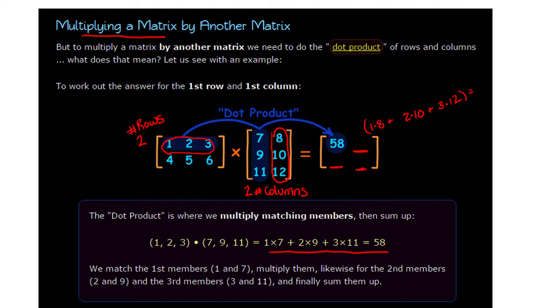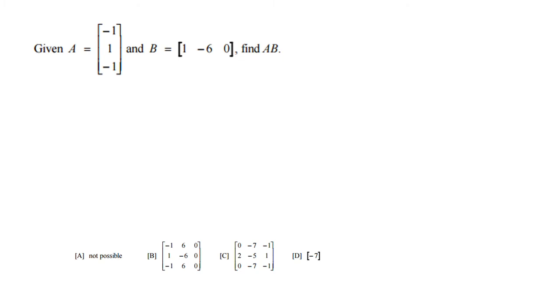Okay, hopefully you got everything on this page, or at least the most important stuff, and let's put this to practice. Our example here, we have A, and this looks weird, we haven't seen a matrix like this, it just has one column. So it has -1, 1, -1. And then we have B, we only have one row, 1, -6, 0. They want to find this AB, which means you need to multiply.